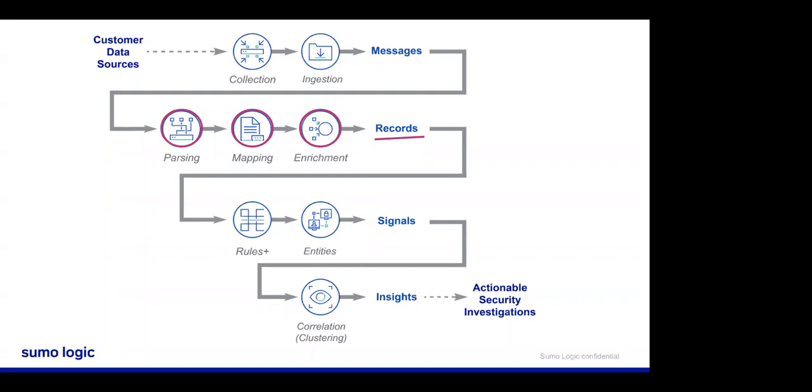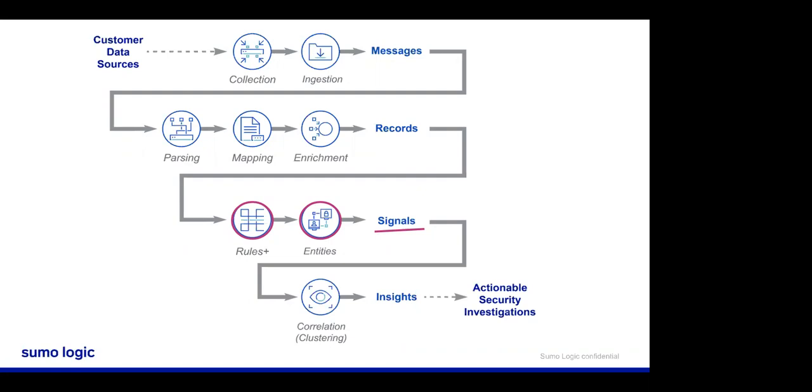Now we're going to take these records and compare them to a bunch of rules that we have built into the product. If we find that there's a record that matches a rule, we are then going to extract out the entity. Who is this? We're going to extract out the IP address, the host name, the username, something that identifies the who. And we call that a signal. That's a signal of something we want to keep track of, something we want to see what's going on with.